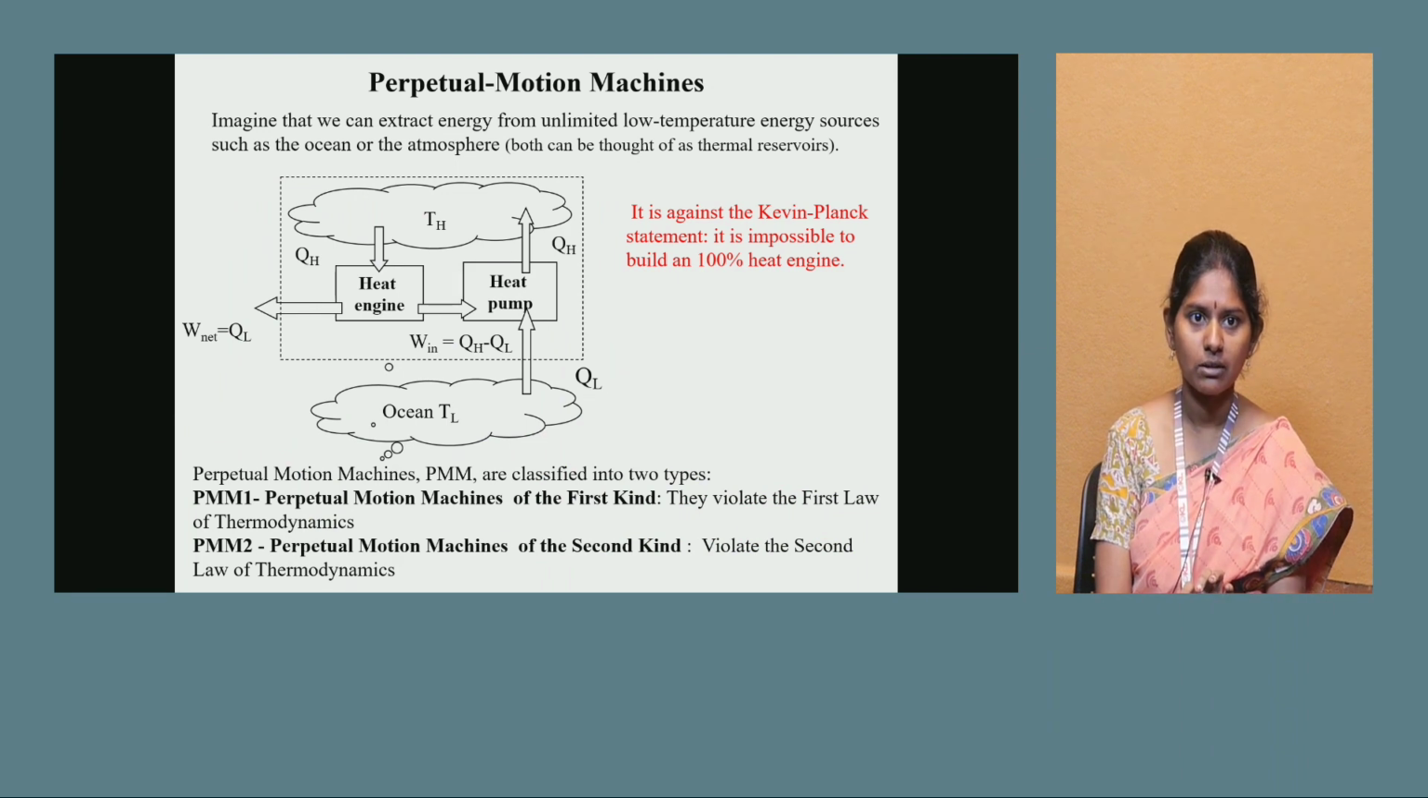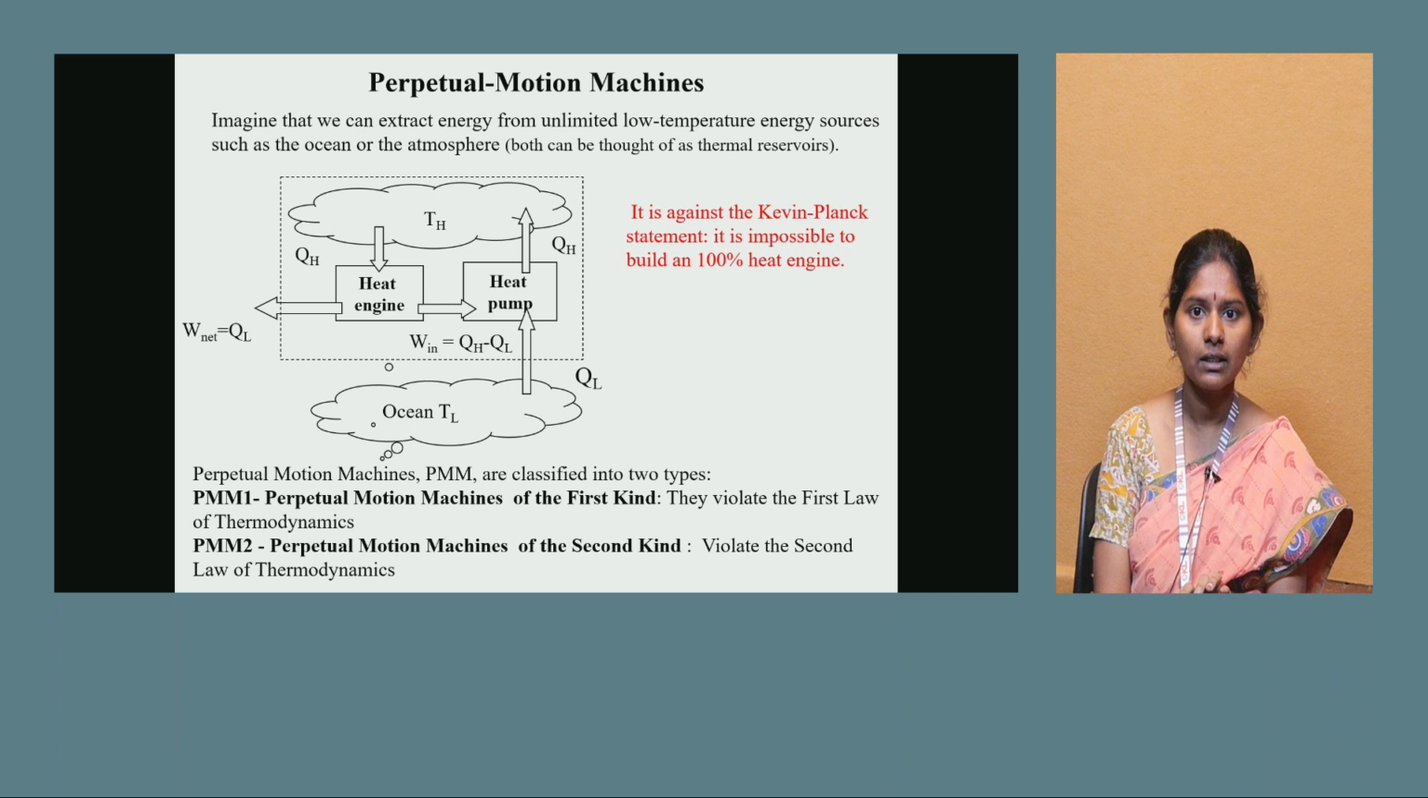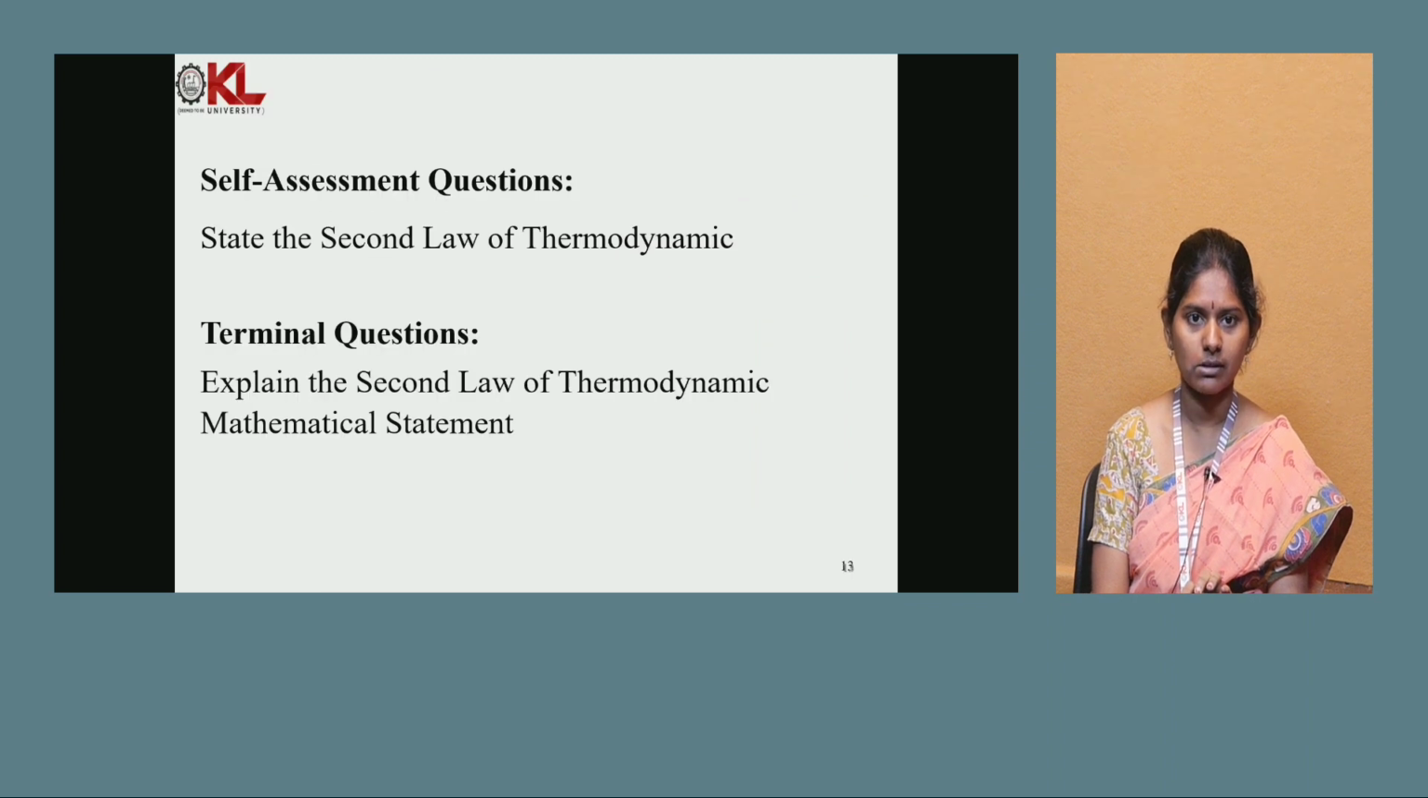Perpetual motion machines. Imagine that we could extract energy from unlimited low temperature energy sources such as the ocean or the atmosphere. This is against the KP statement. It is impossible to build a 100% efficient heat engine. So perpetual motion machines can be classified into two types: the perpetual motion machine of the first kind and the perpetual motion machine of the second kind. The first kind violates the first law of thermodynamics, and the second kind violates the second law of thermodynamics.